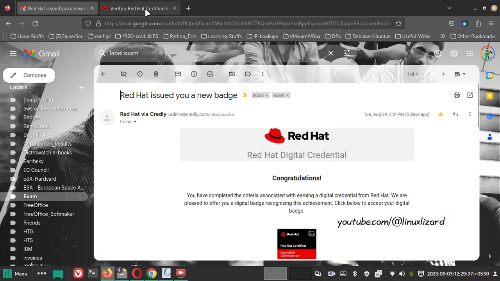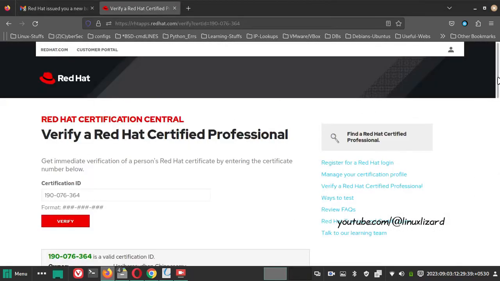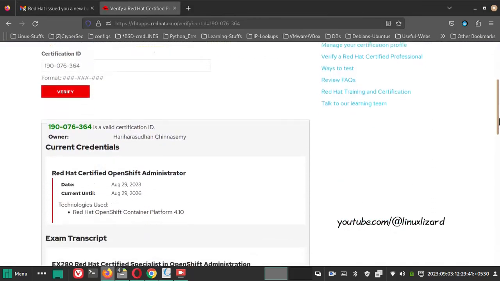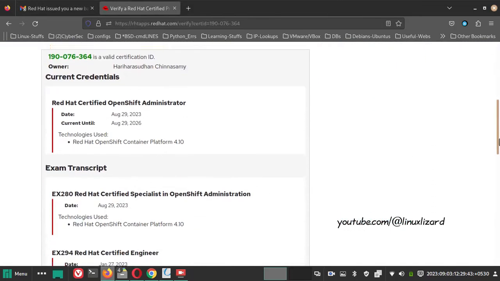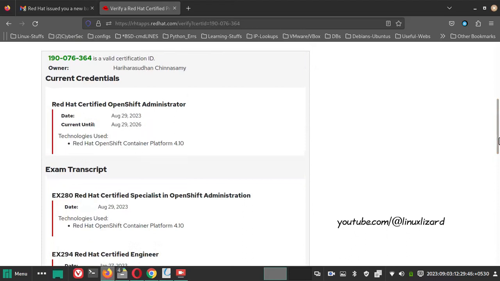Here we can see it, and you can verify my credentials. I am an official Red Hat OpenShift administrator and engineer. The special thing about the exam is that it is very simple, and everyone can do it once they take the DO280 training from Red Hat. I request everyone who is interested in the OpenShift examination to do it.